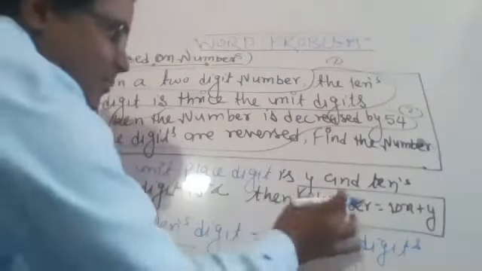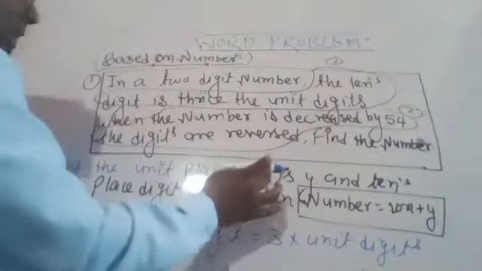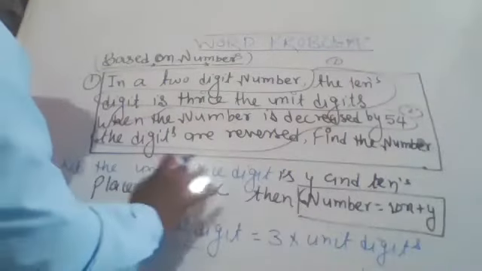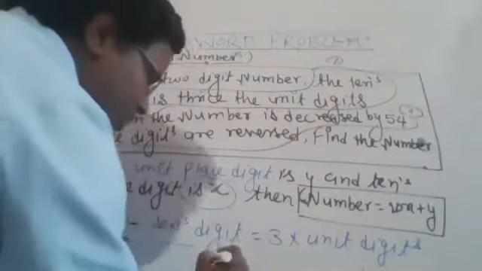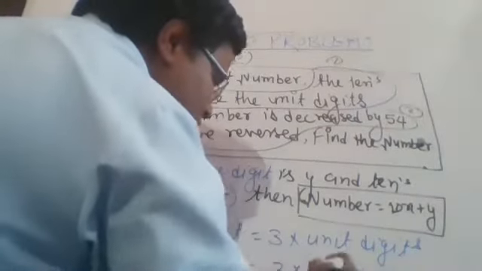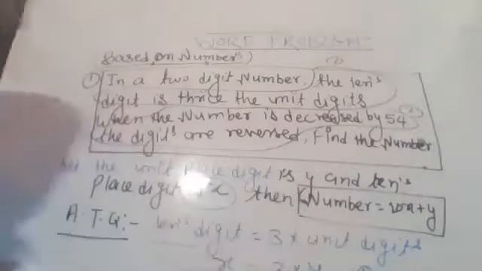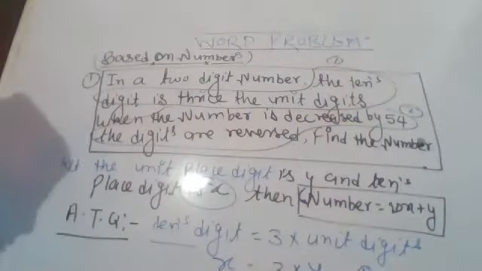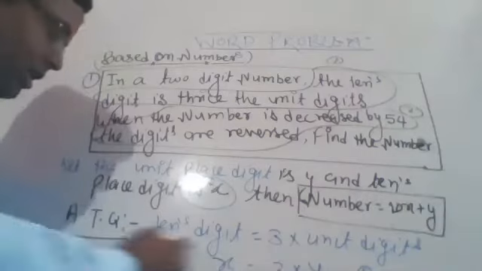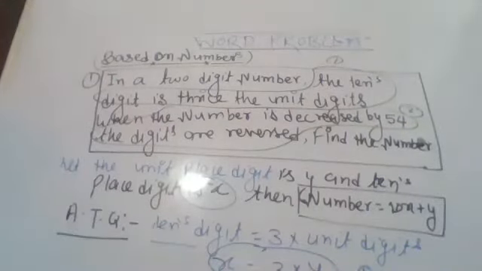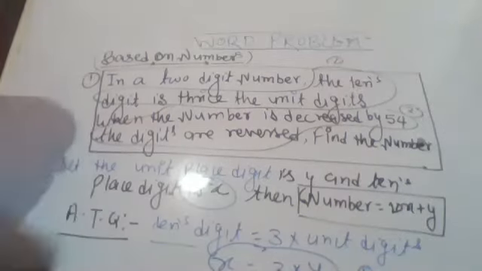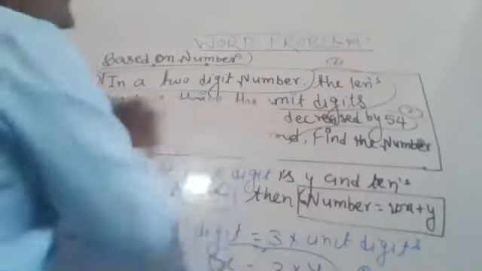What is the tens digit here? The unit place digit is y and the tens place digit is x. So we just write x is equal to 3 into y, and let it be the first equation. Write it down in your copy, everyone. So from here we get x is equal to 3y, according to the first statement. Now we are going to talk about the second statement.